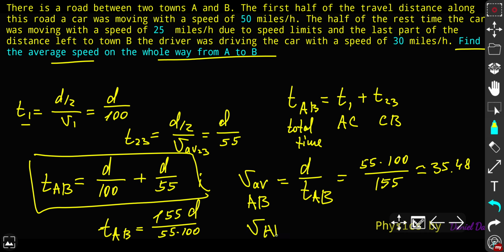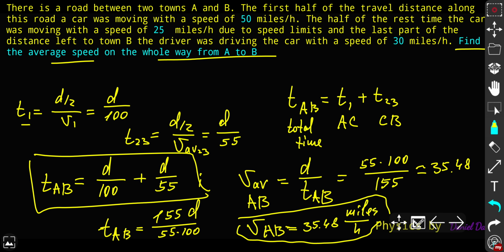Okay, so that's the average speed, and this is going to be the final answer. So the average speed on that interval, on the whole way from A to B, is 35.48 miles per hour. Okay, so that's the final expression for the speed.